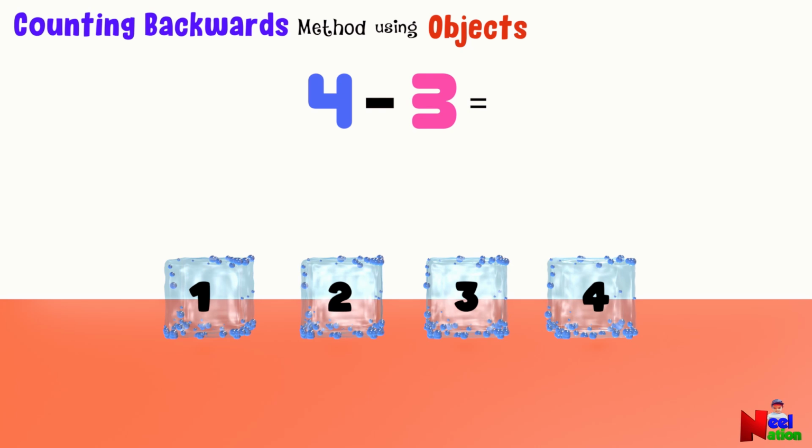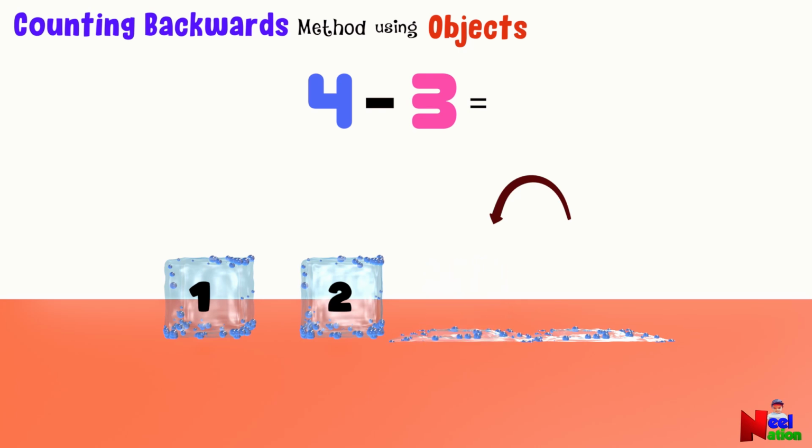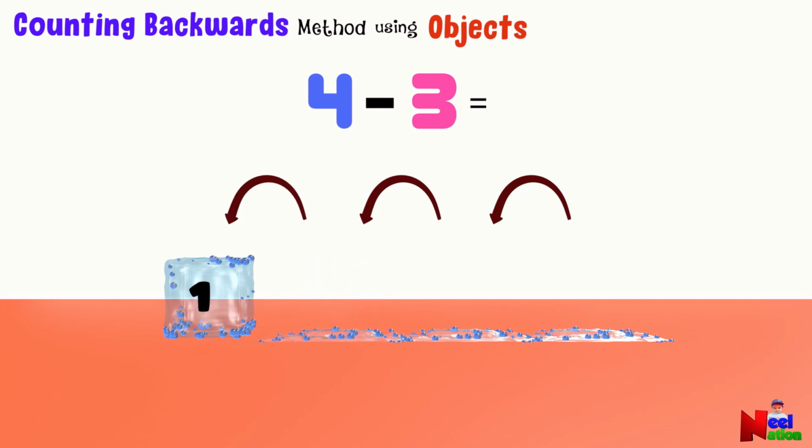1 ice cube melts. Now we have 3. Another one melts. Now we are down to 2. The third ice cube melts. And now we are left with 1 ice cube. So, when we start with 4 ice cubes and 3 melt away, we are left with just 1 ice cube. That's how subtraction works when we count backwards.